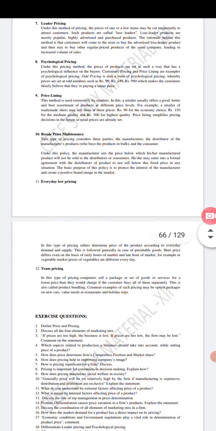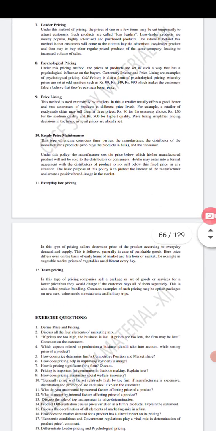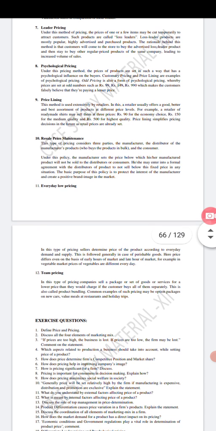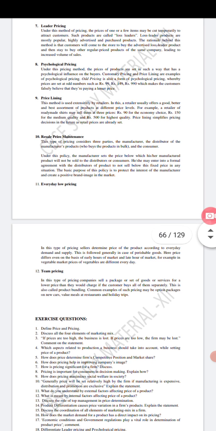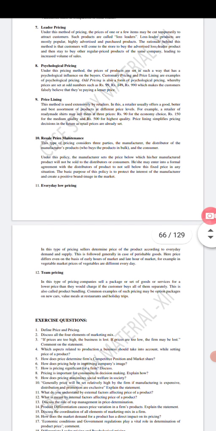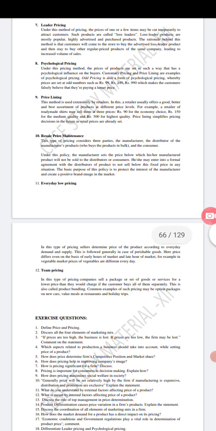So I will start today with the 7th point, and the name of the 7th point is leader pricing. It's an important type of pricing, leader pricing. It's a new method also. We haven't discussed this method earlier. So just study. Under this method of pricing, the prices of one or a few items may be cut temporarily to attract customers. So what do we do in this method?